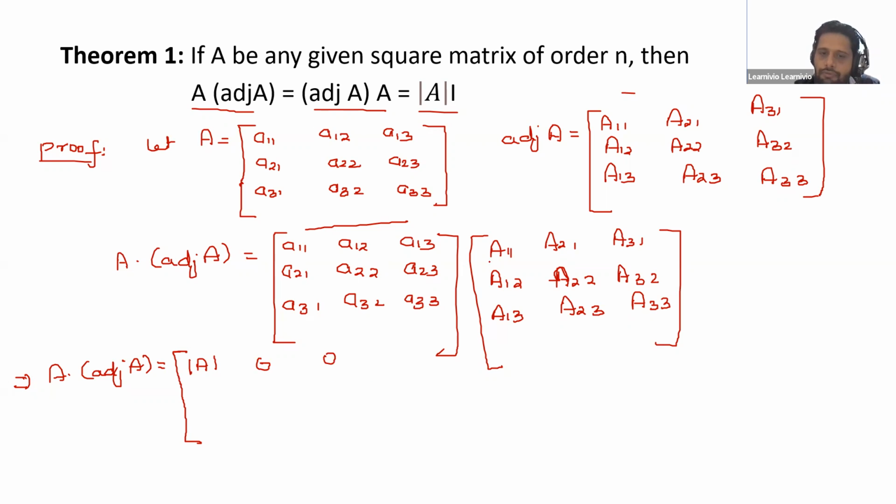Next, second row, first row, 0. Second row, second cofactor, determinant. Second row, third row, 0. Again, third row, first row, 0. Third row, second row, 0. Third row, third cofactor, determinant. We have this property that if we multiply the elements of any row with its cofactors, then we will get the determinant. If we multiply the elements of any row with the cofactors of any other row, then we will get 0.